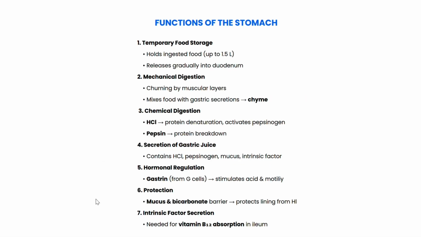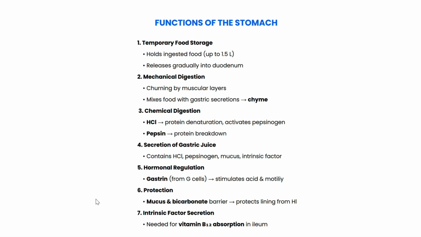So, what exactly does the stomach do? Well, it's much more than just a food container. It's a dynamic organ playing several critical roles in digestion. First, the stomach serves as a temporary storage tank. It can hold up to about 1.5 liters of food, allowing it to release the contents slowly into the duodenum. This ensures that digestion continues at a steady, manageable pace.